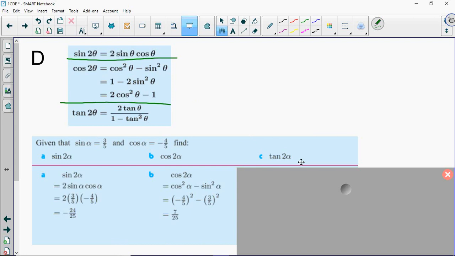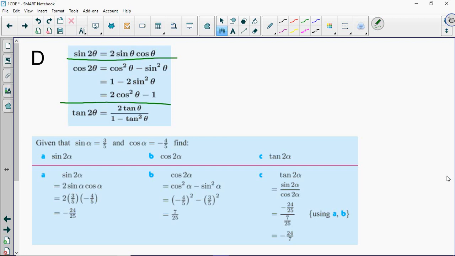And as for tangent of 2 alpha, well, the easiest thing is going to be just to do sine over cosine, and that's what they do here. Although you could work out the tangent of alpha by doing this sine over this cosine, and then you can put that into this formula, and you'll get the same thing.